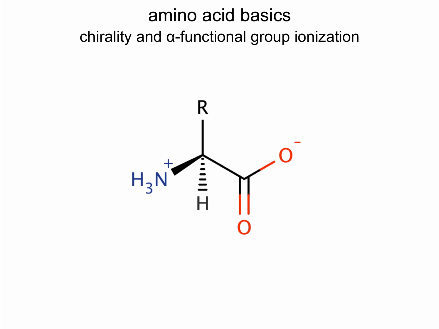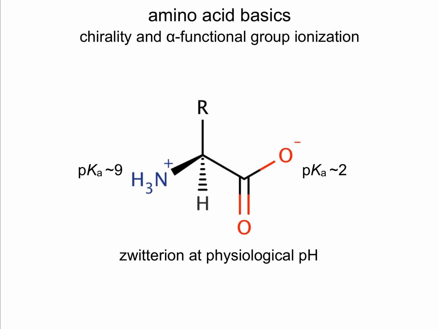Also important to consider is the fact that the alpha amino group is a base and is protonated and ionized at physiological pH. So it's a base with a pKa of around 9. The alpha carboxylic acid group is also ionized at physiological pH as an organic acid with a pKa of around 2. What this means is that a free amino acid at pH 7 is a Zwitterion.